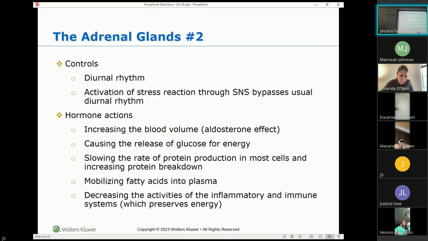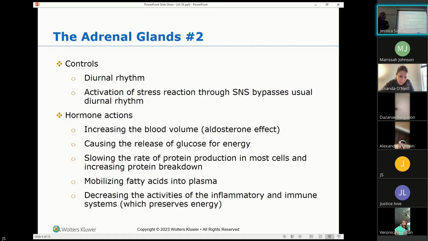So you also have activation of stress reaction through the sympathetic nervous system, which bypasses usual diurnal rhythm. So if you have an increase in cortisol, which is your stress response, when people have high cortisol levels, it can mess with your natural diurnal rhythm.